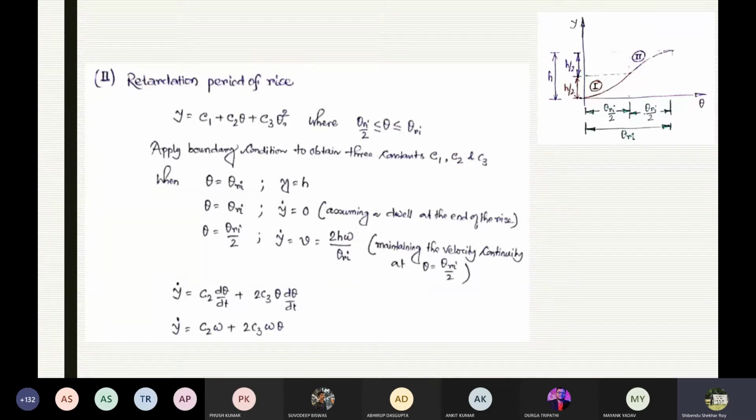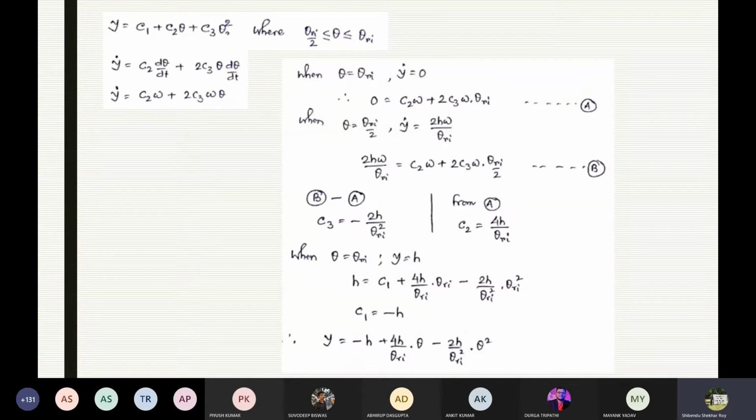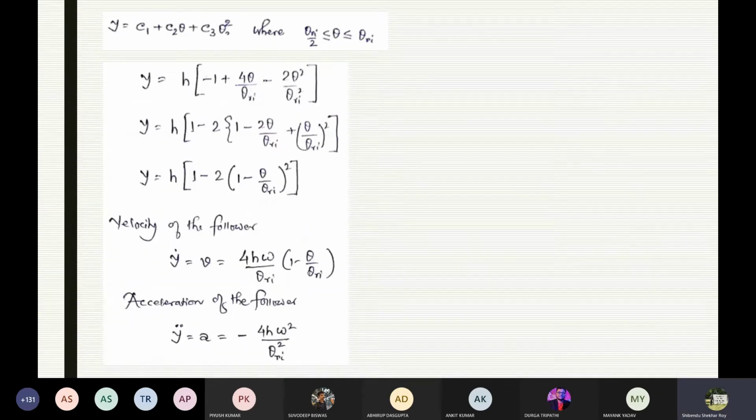Another polynomial, another parabolic equation. And we have used three boundary conditions to find out the coefficients C1, C2, and C3. And further, we found out the velocity as well as the acceleration.